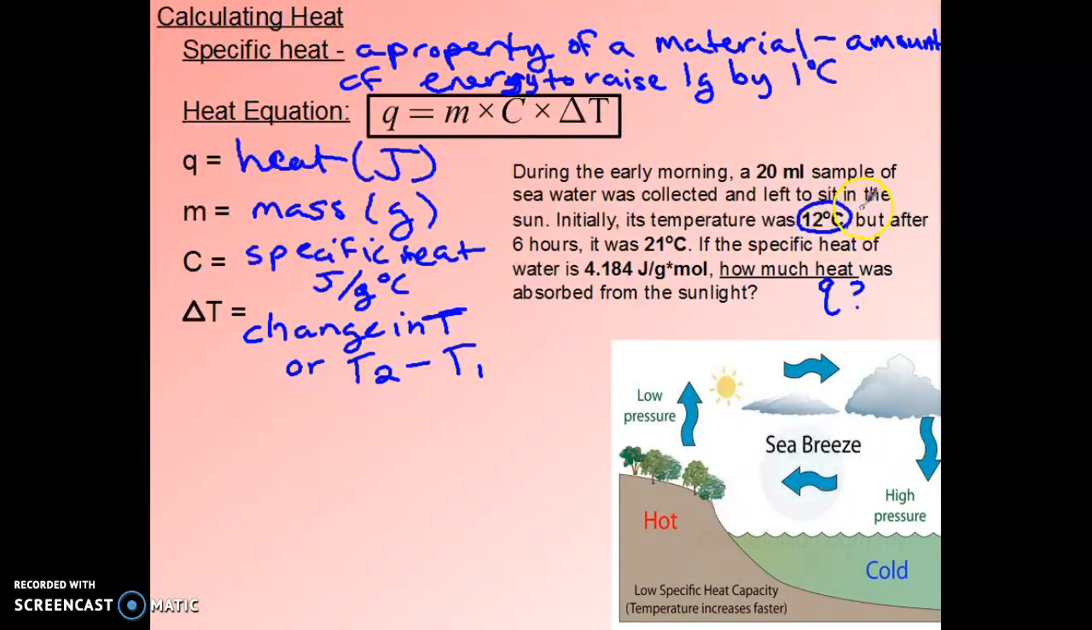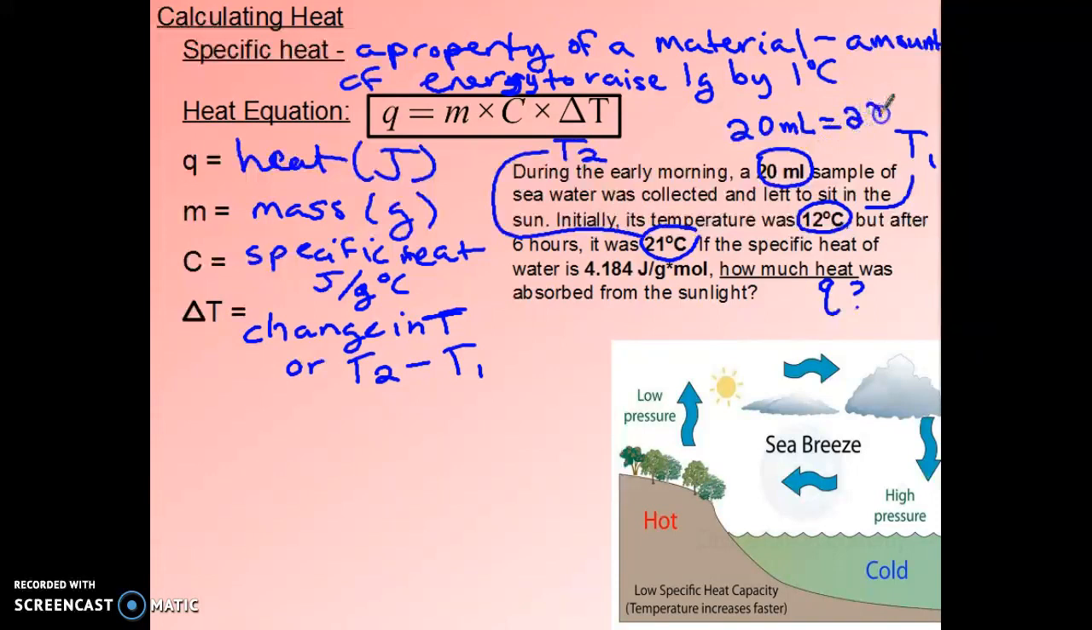We're given two different temperatures. So our initial temperature here, that's our T1. Our final temperature here, that's our T2. We're given a volume of water, 20 milliliters of water. That's probably going to be used to get our mass. So how many grams of water are in 20 milliliters? If you recall, 1 milliliter of water is 1 gram. So 20 milliliters would be 20 grams. That's our M. Okay? And finally, we have our specific heat here. Specific heat is C.